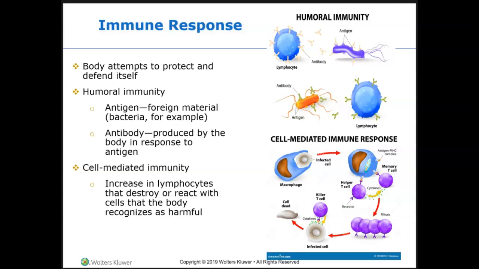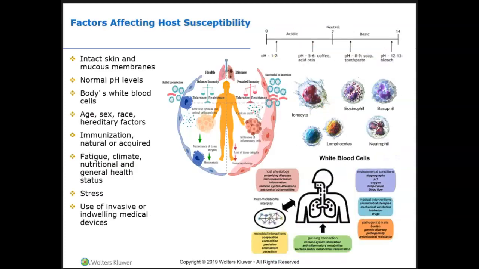And then second is the cell-mediated immunity. This is where, as a result of exposure to these pathogens, you have an increase in your lymphocytes that will literally destroy or react with cells that the body recognizes as harmful. So again, cell-mediated immunity will result in the increase in lymphocytes that destroy or react with cells that the body recognizes as harmful. So one, humoral will produce a copy of the pathogen, or two, it will literally destroy the pathogen itself.